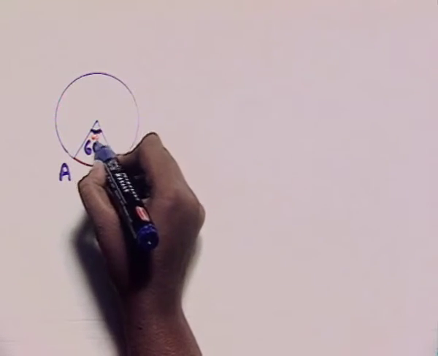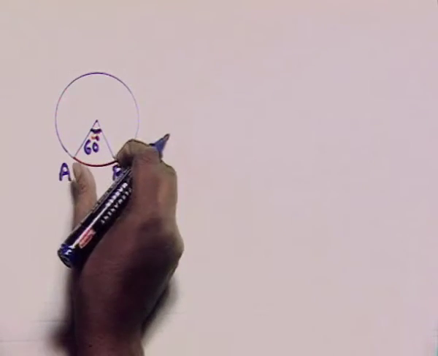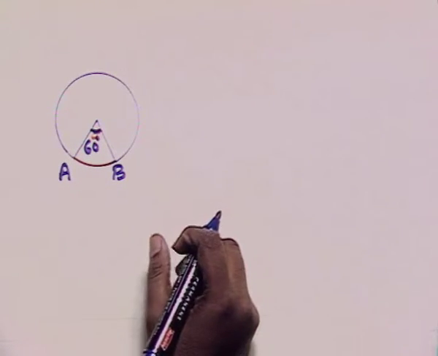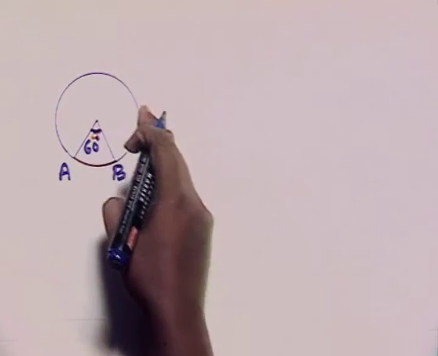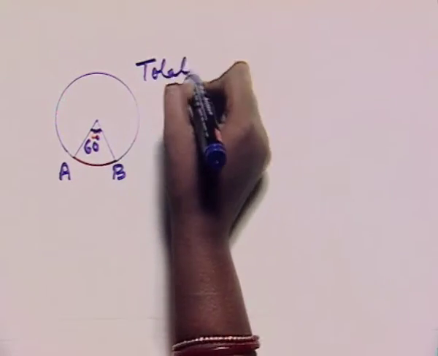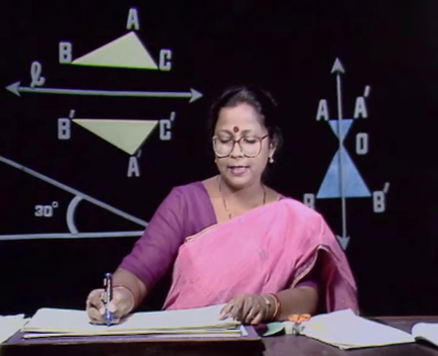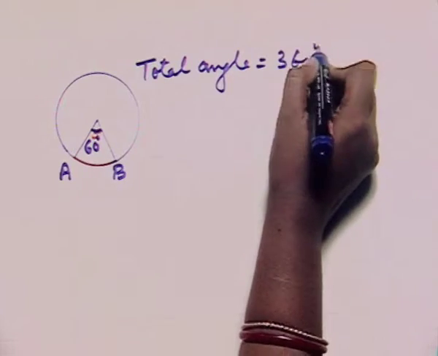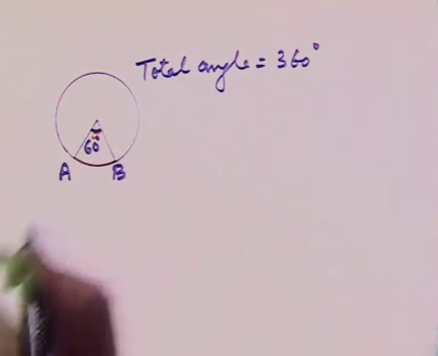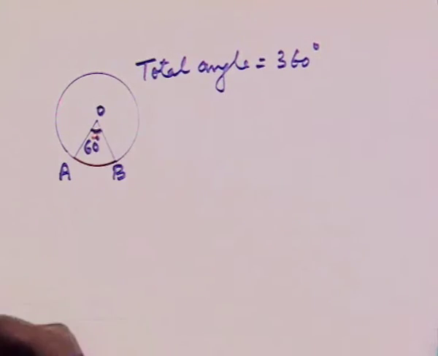Can you tell what will be the length of this arc AB, which is making an angle of 60 degree at the center? Think what part of the whole circle is this arc. The total angle subtended by the whole circle at the center is equal to 360 degree, and this arc AB is subtending an angle of 60 degree at the center O.